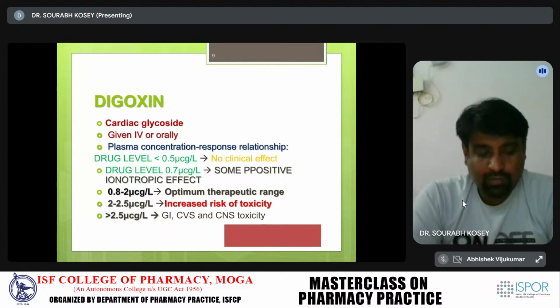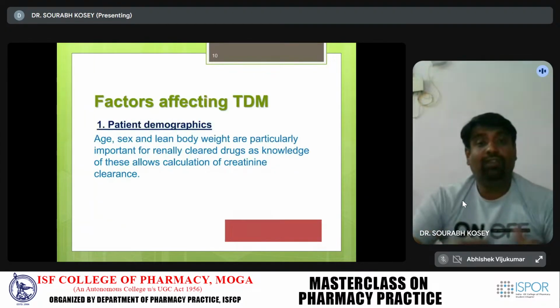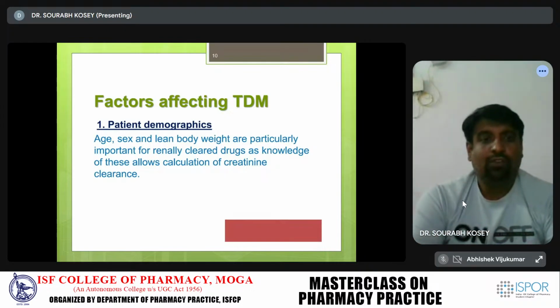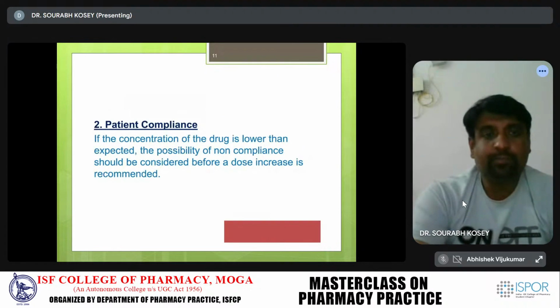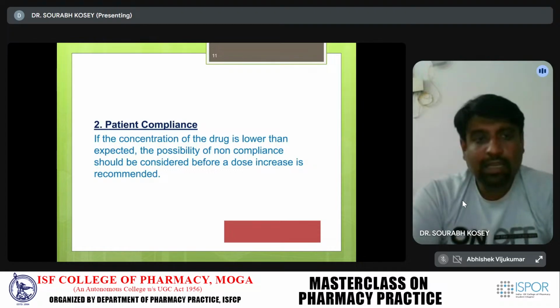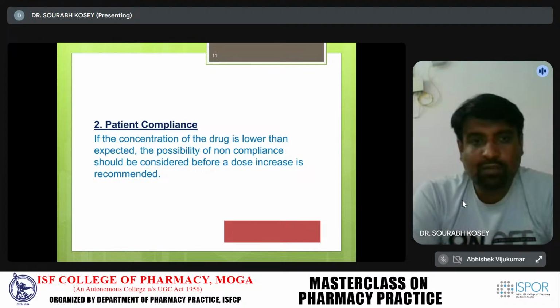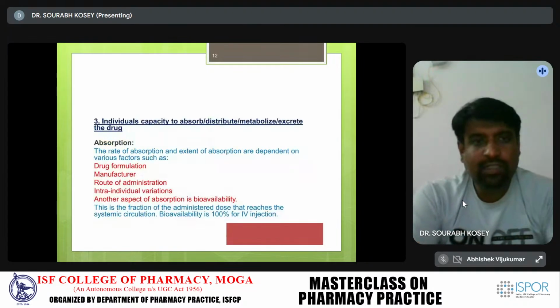So now moving forward, we need to see the various factors which affect therapeutic drug monitoring. Like first is patient demographics. So age, sex, lean body weight are particularly important for renally cleared drugs, as knowledge of this allows calculation of creatinine clearance. Patient's compliance: if the concentration of the drug is lower than expected, the possibility of non-compliance should be considered before a dose increase is recommended.